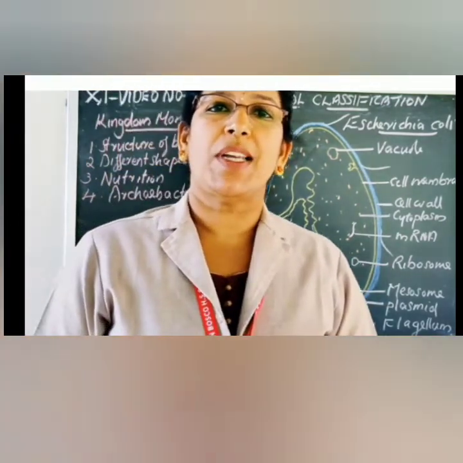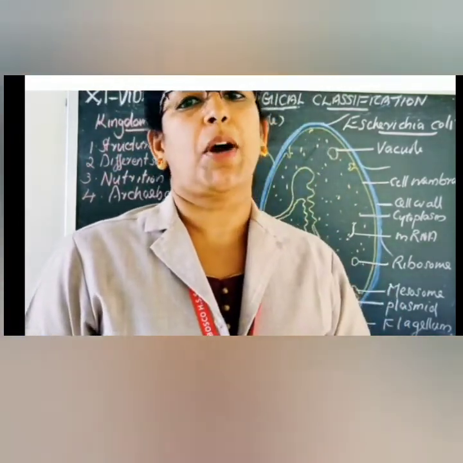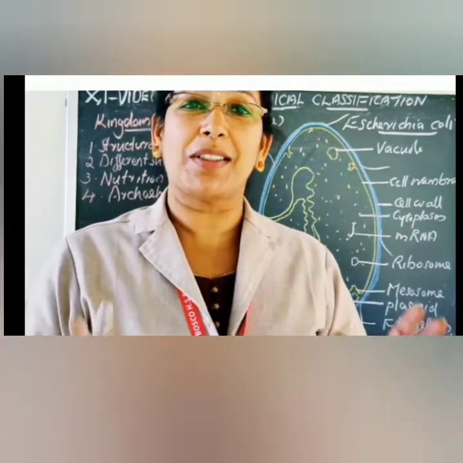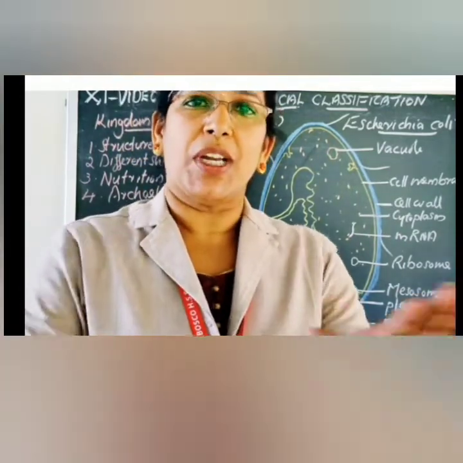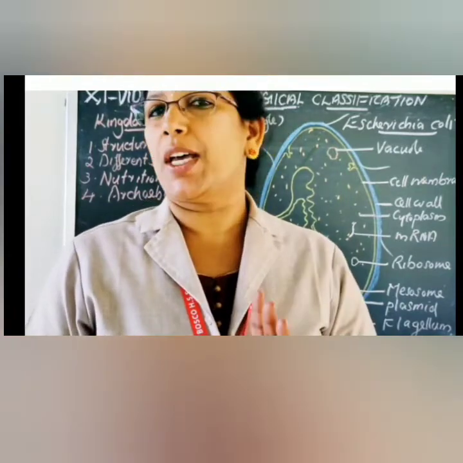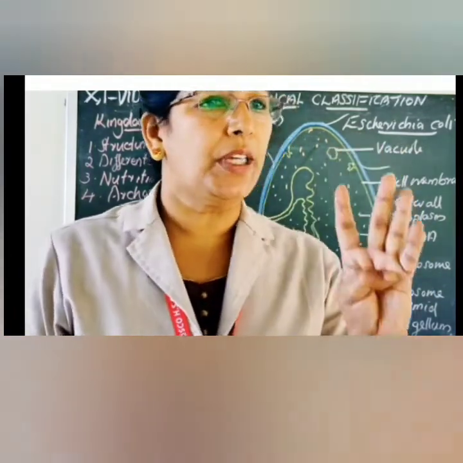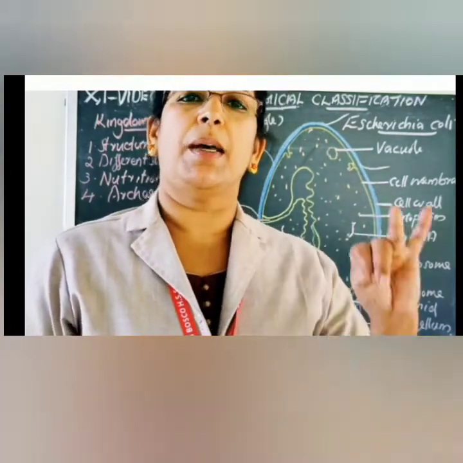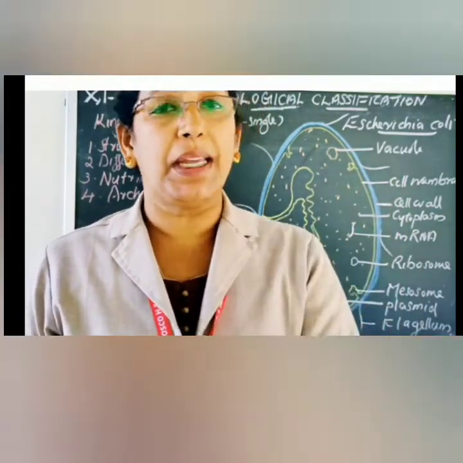What about last day's class? We discussed the five kingdom classification. The limitations of the two kingdom classification the teacher is not repeating again and again because you studied it, I think. But in general, that five kingdom classification, which are they? Kingdom Monera, Kingdom Protista, Kingdom Fungi, Kingdom Plantae, Kingdom Animalia.